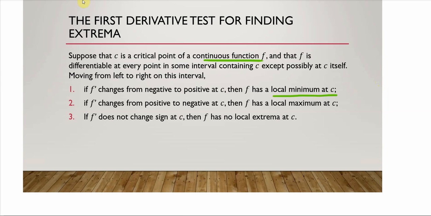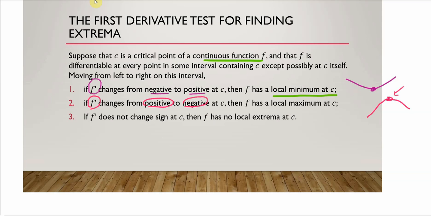So for those of you that are visual, what does it mean when my slope changes from negative to positive? It's going to be from negative to positive. That means that I'm going to have a minimum. The second statement says if f prime changes from positive to negative, that means I'm going to go from positive slope to negative slope, then I'm going to obtain a maximum.